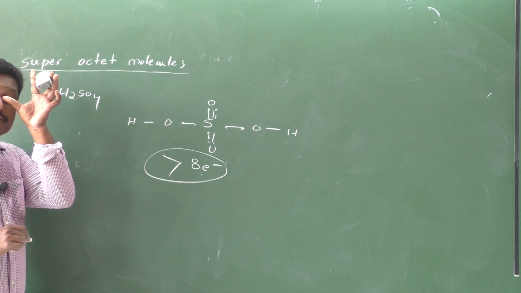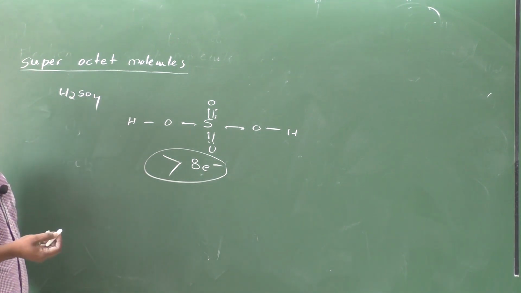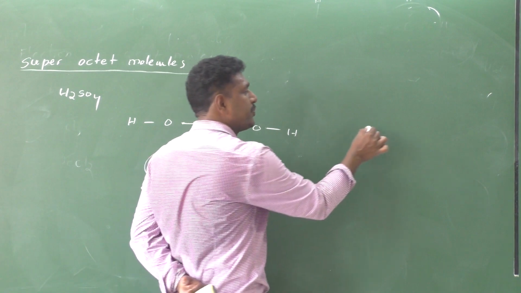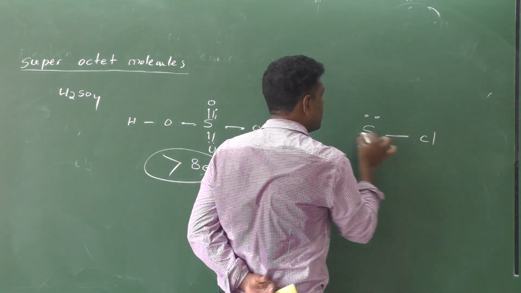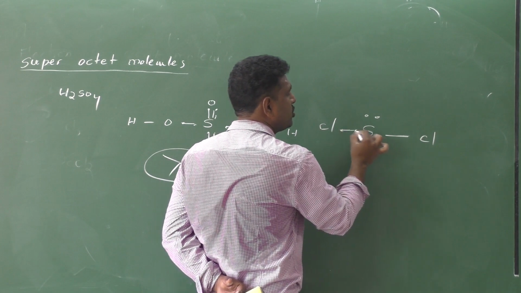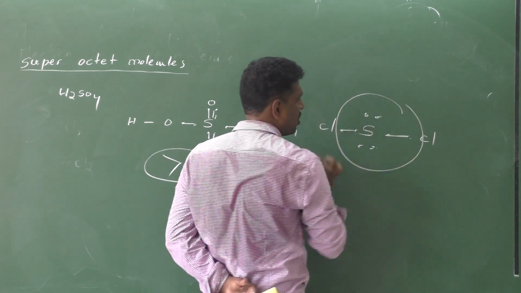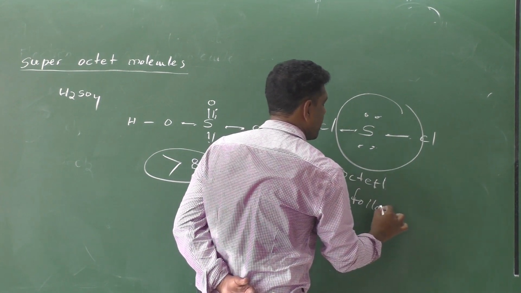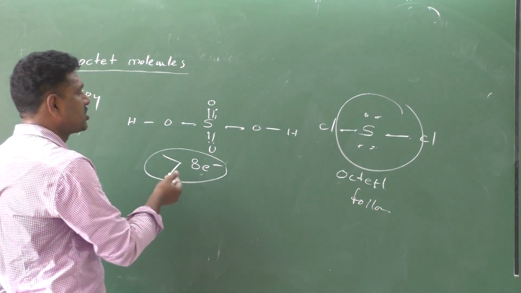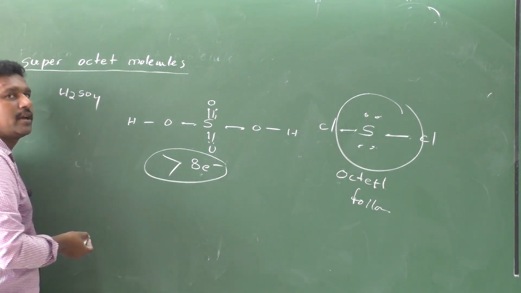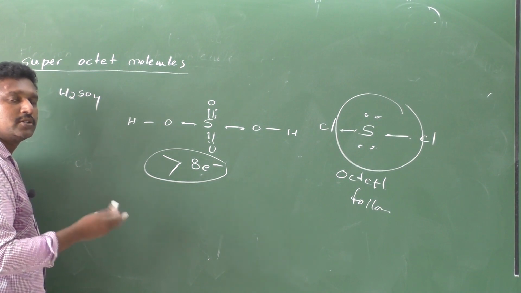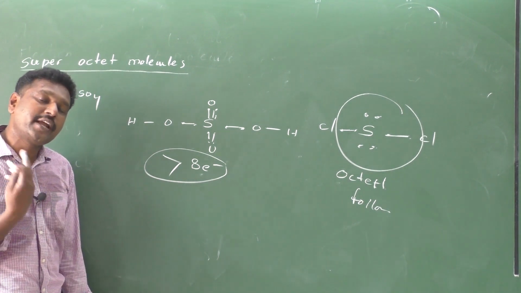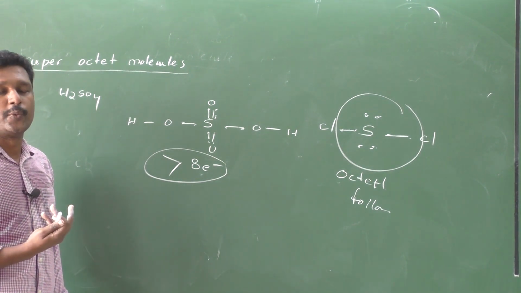But in some molecules it can follow the octet rule also. Sulfur dichloride, SCl2. In SCl2, sulfur follows the octet rule. So here 1, 2, 3, 4, 5, 6, 7, 8, so it is the octet rule. Here it does not obey the octet rule, here it follows the octet rule. Sometimes sulfur obeys the rule, sometimes it avoids the rule. Therefore, in most compounds sulfur follows the expanded octet.